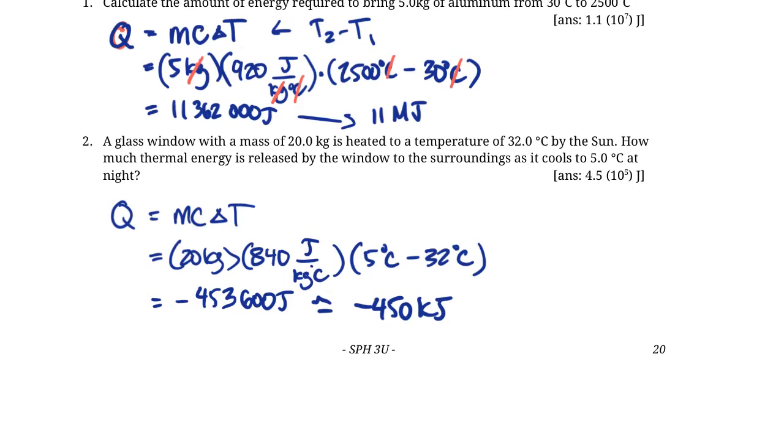Now you'll notice when we say released, why is our answer negative? Well, if you think about it, we're cooling. It starts at 32 degrees Celsius and goes down to 5 degrees Celsius. So our change in temperature was negative 27 degrees Celsius. When an object is releasing heat, we say that it's negative. It's releasing that heat back into the environment. It doesn't gain any energy, it loses energy. So this glass lost 450 kilojoules to the environment, which is why the answer is negative.